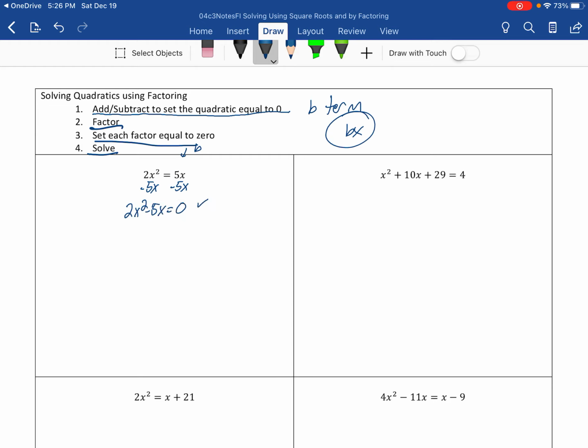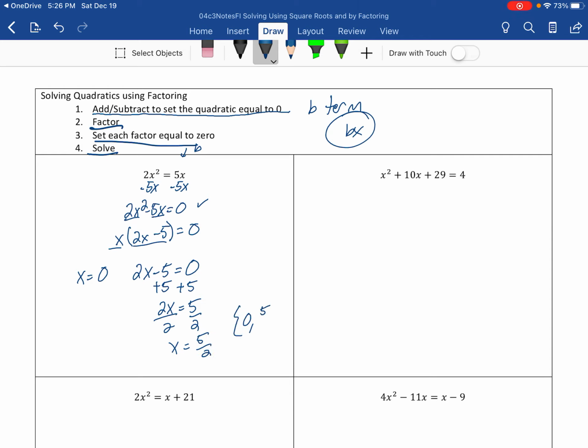So this is going to be 2x squared minus 5x is equal to 0. That's the first thing you do, you set it equal to 0. For this one, because there's only 2 terms, I'm going to find the common factor. Common factor is x. So x(2x minus 5) is equal to 0. Then I take my factors and set them equal to 0. So x is equal to 0, or 2x minus 5 is equal to 0. This one I have to solve. x is equal to 5 halves. And so my solutions are 0 and 5 halves.